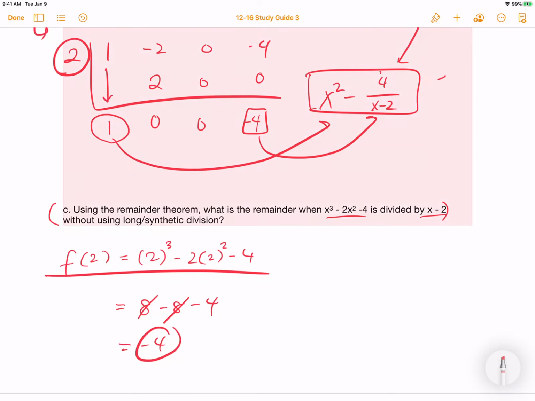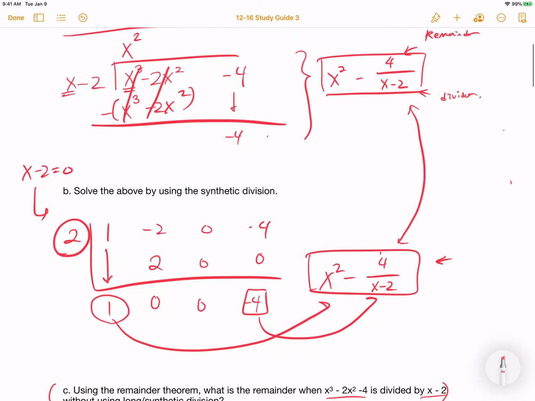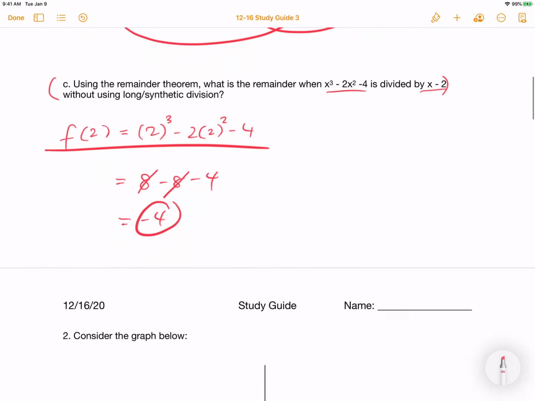And look at that. The remainder for all of these turned out to be the same for every single one of these cases, so I think I'm good.